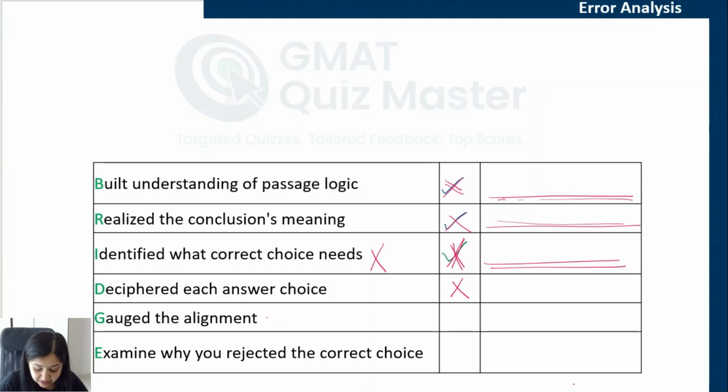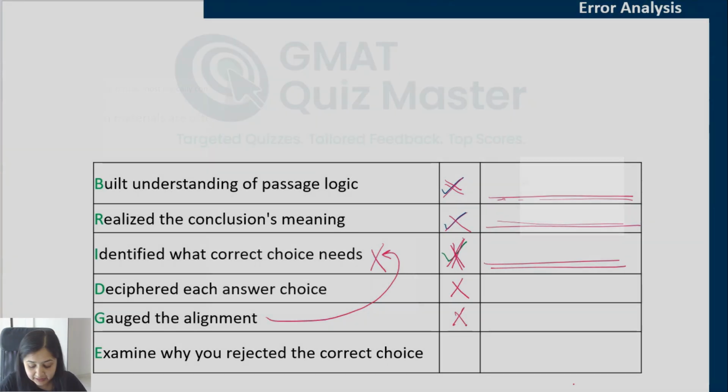Now, gauge the alignment. So if you were not clear with what the correct answer choice needs to convey, it is difficult to gauge the alignment. It is not possible to gauge the alignment instead. So you definitely faltered here also.